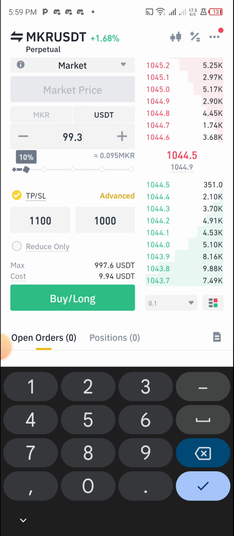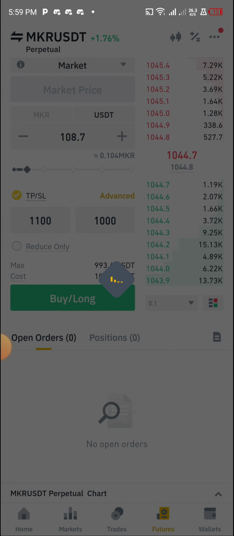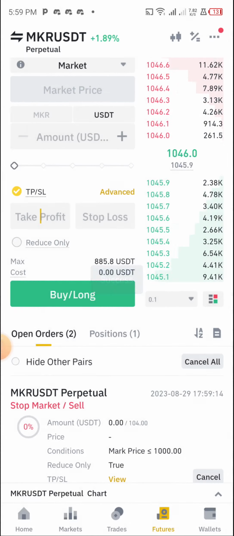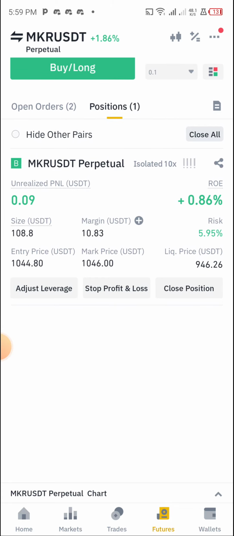In futures, buy means long, short means sell. So we're going to take a buy trade now. I'm just going to click on buy. And then, there we go. You can see the trade is already running in profit. It's just fluctuating. It's running in profit already.